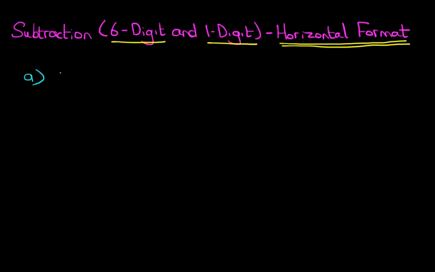What is 346,275 minus 8? Now there is more than one way to do this. Let's look at one particular method.